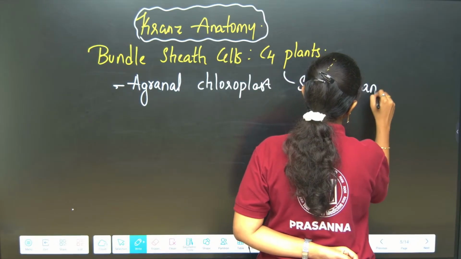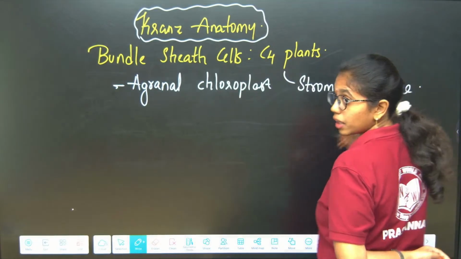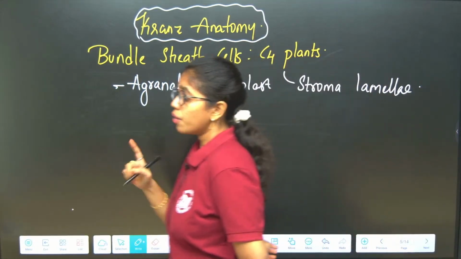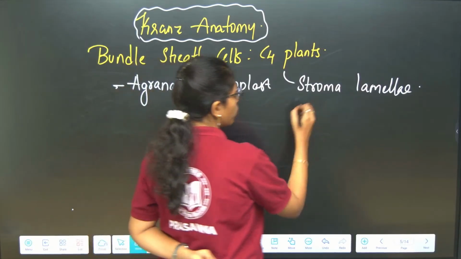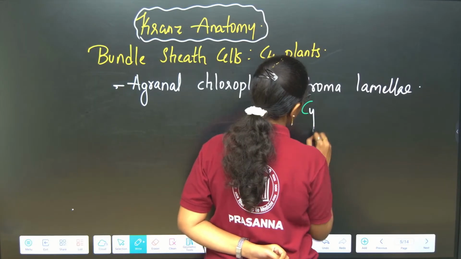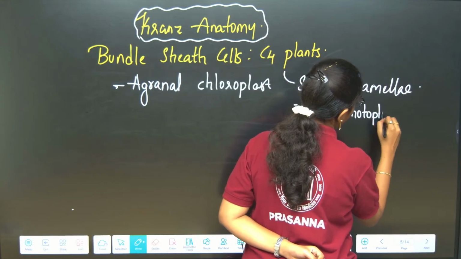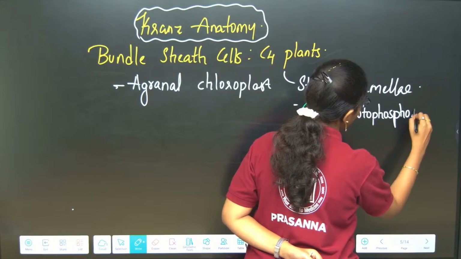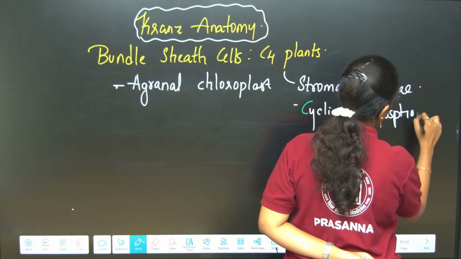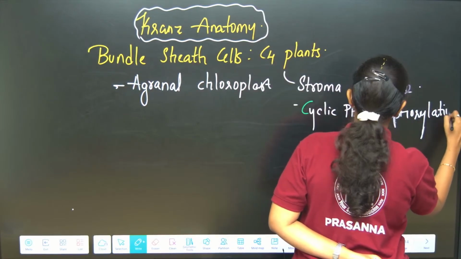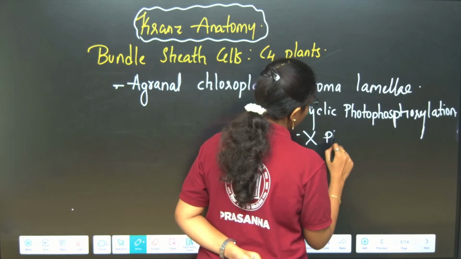With this stroma lamellae, it will be conducting cyclic photophosphorylation, where there is no involvement of photolysis of water. So, with this stroma lamellae, it will be conducting cyclic photophosphorylation, and there is no photolysis of water.